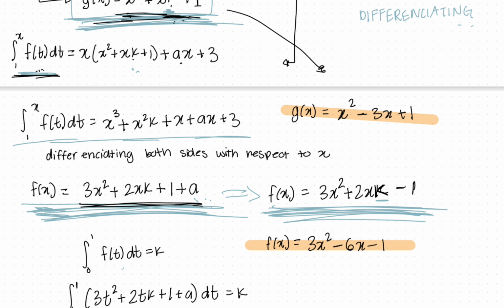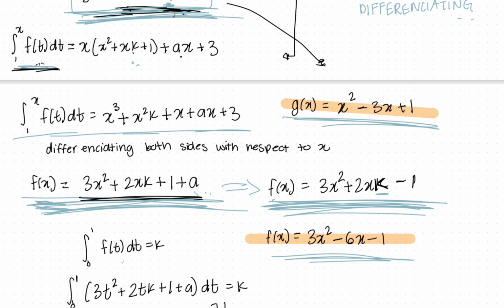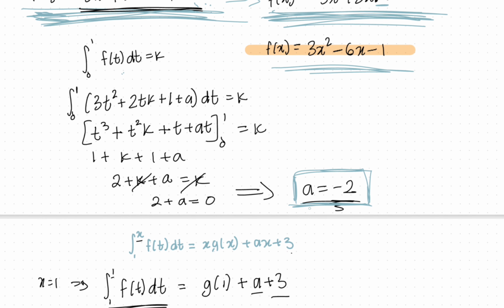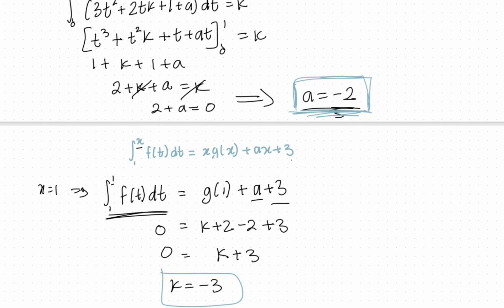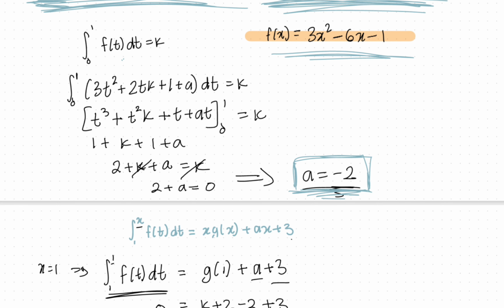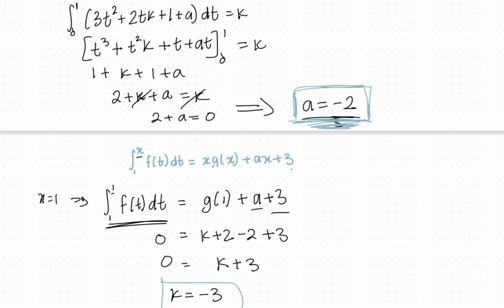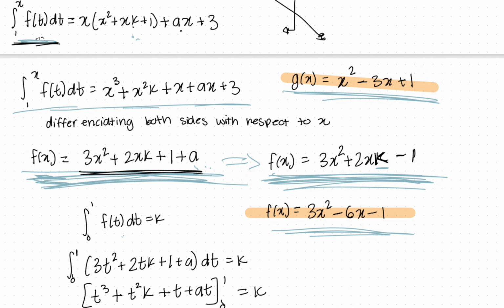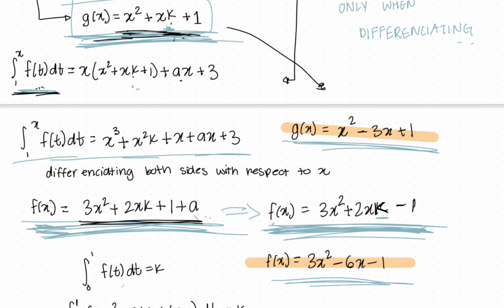And we are done with the problem. We found g of x, and we found f of x, not in terms of a and k, but as actual functions. And we did so by first finding a, then we had to find k, right, because we introduced the k in order to find this a. And once we found a and k, it was just a matter of substituting them in these equations.